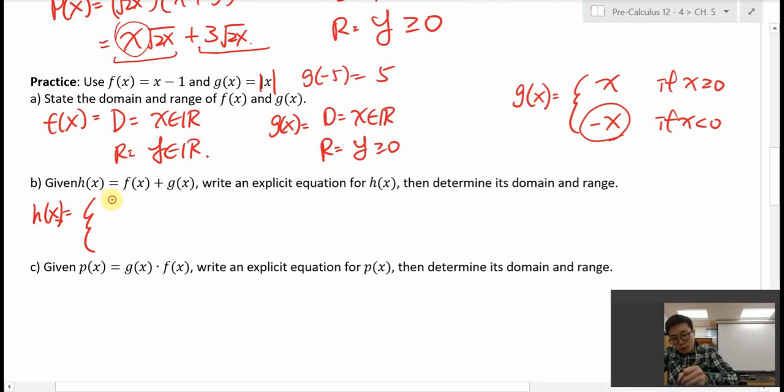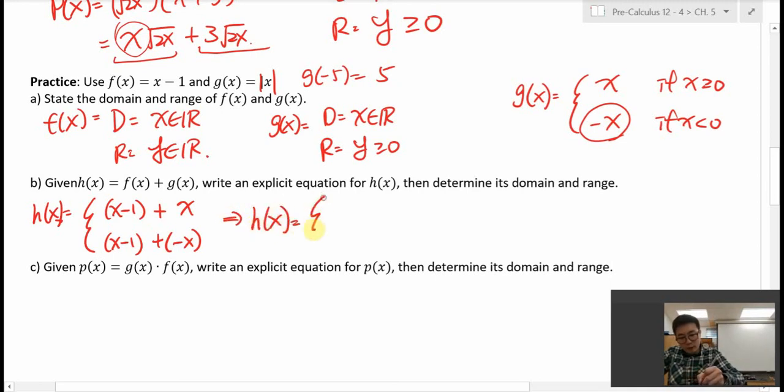So f is always x minus 1, that's not going to change. But we are going to add either x or negative x, depending on the x value. Okay, and we can just simply keep going. That means h of x is going to equal, well, if we collect like terms here, this is going to be 2x minus 1. And in this case, it's just going to be negative 1.